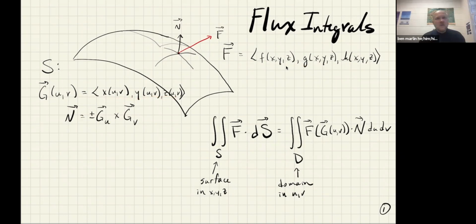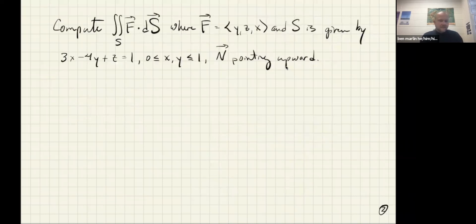And we have to be willing to make some switches this way and that, and use different variables, whatever is appropriate for what we're working with. Okay. So we're going to take a look at this one here, which asks us to compute that flux integral. It gives us an f that has permuted the x and y and z coordinates. And then our surface is going to be given by 3x minus 4y plus z is equal to 1. So a plane, but with the x's and y's going from 0 to 1.